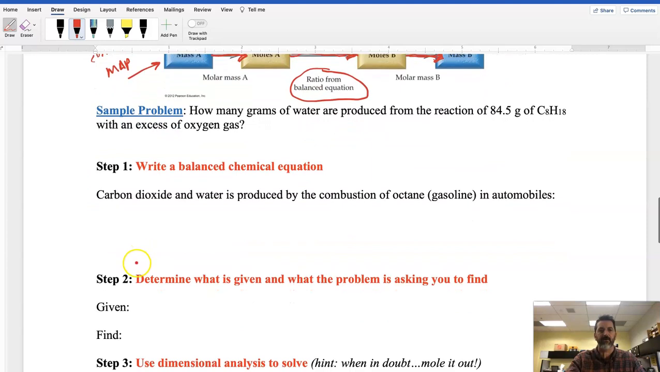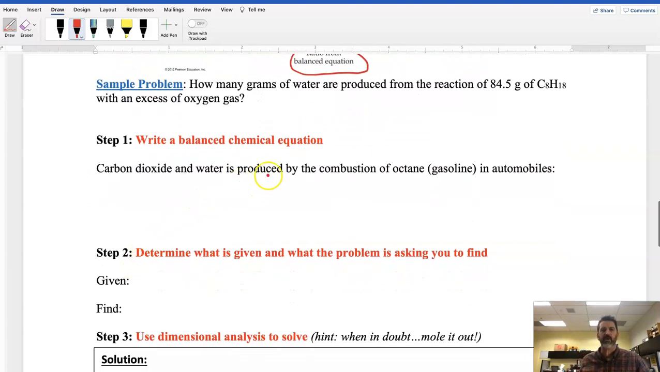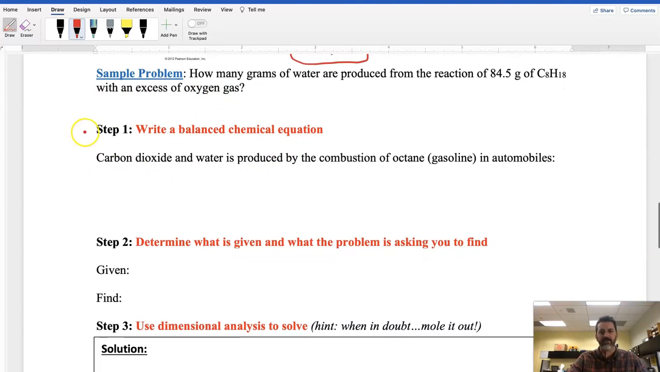All right, so here we go. How many grams of water are produced from the reaction of 84.5 grams of C8H18, that's octane, with an excess of oxygen gas? So step 1 is still to just write the balanced equation. So I'm taking octane and reacting that with oxygen, because I know that a combustion reaction has to have oxygen in it.